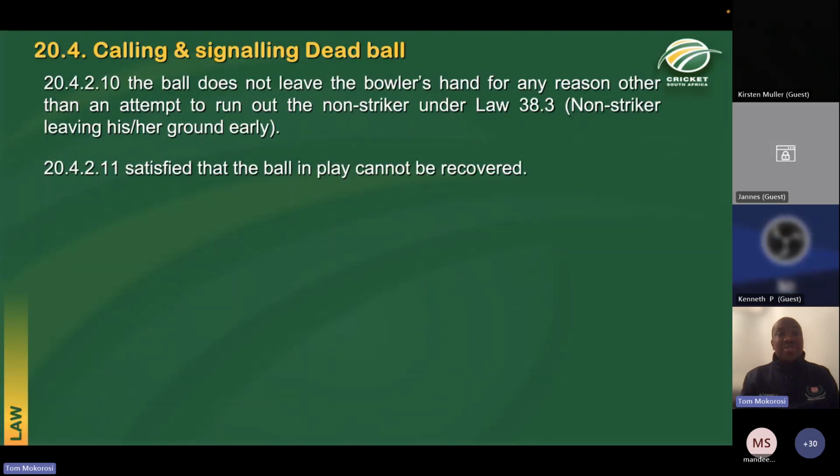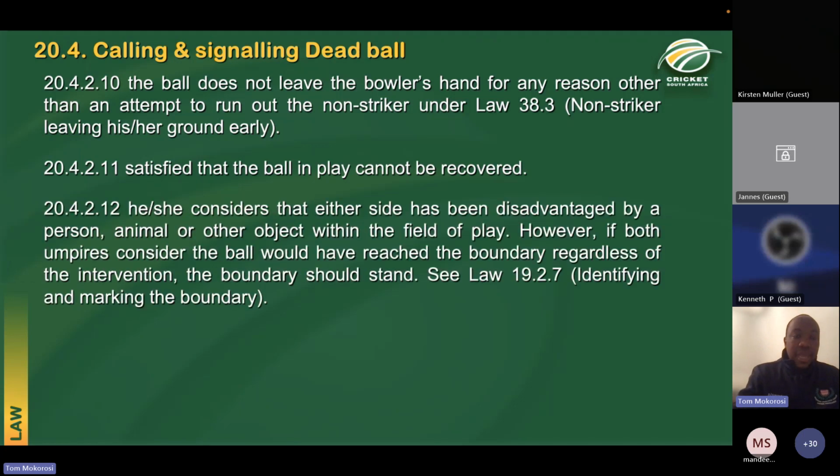Sometimes there is a dangerous animal on the field of play. Perhaps the ball lands up right next to a snake, and the fielders will not go and retrieve that ball. Then you can call and signal dead ball as an umpire so that the batters don't carry on running up and down, scoring runs unfairly. That law used to be called lost ball. It is now incorporated into dead ball.